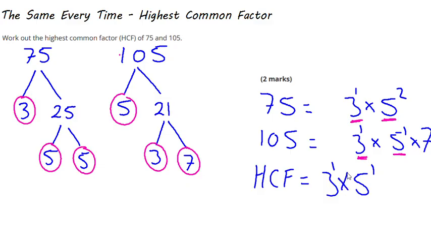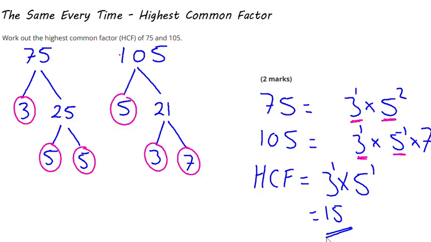So I must multiply those together. Well, it's just 3 times 5, isn't it? And I know 3 times 5 is 15. So the highest common factor, the biggest number that will divide into 75 and 105 is 15.